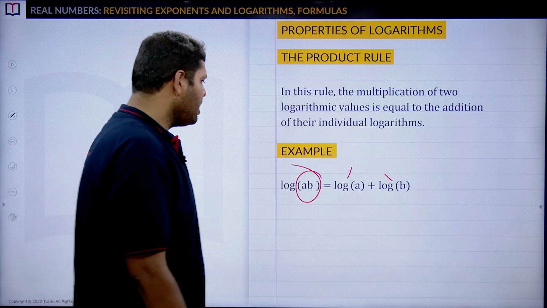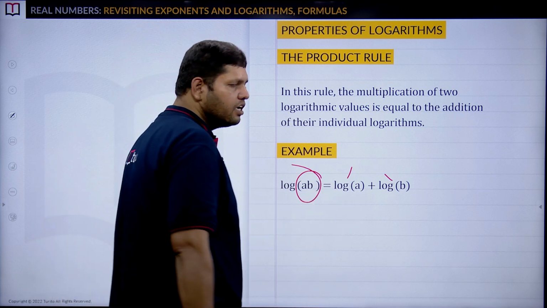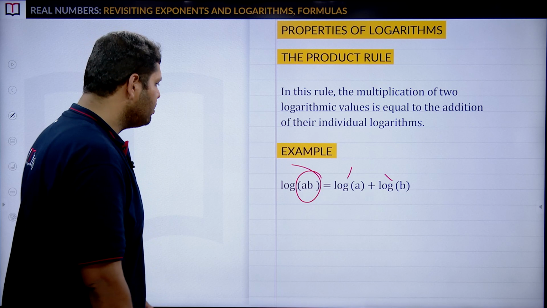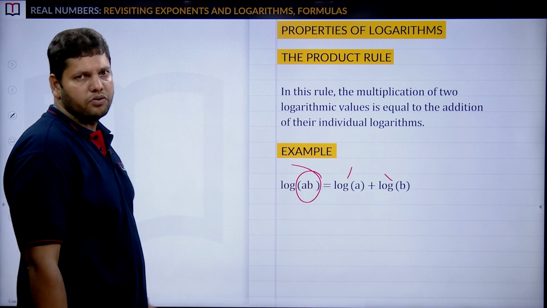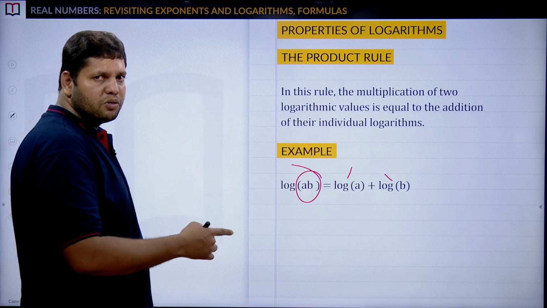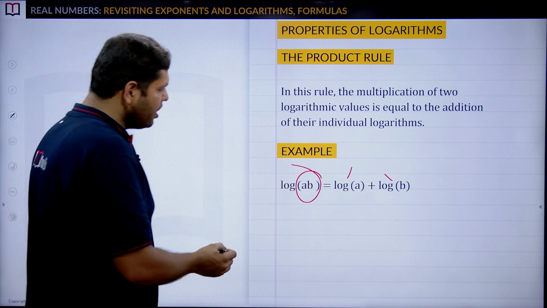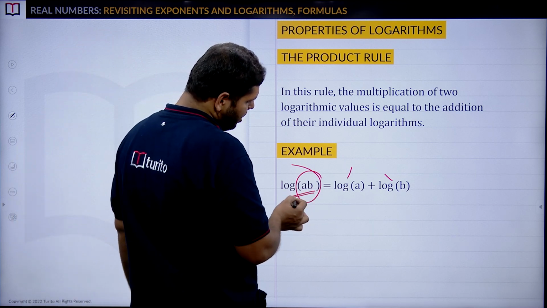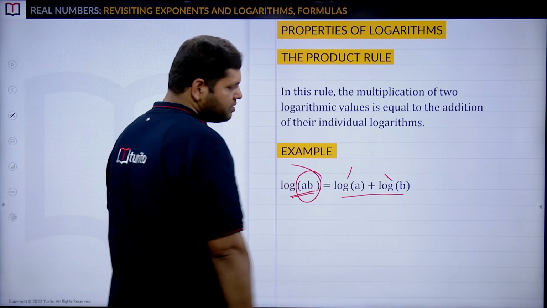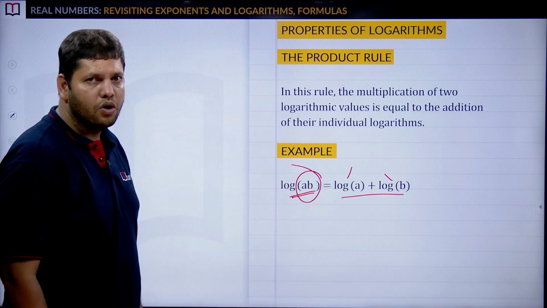So log a into b we can write as log a plus log b. Okay, that is the first one. We can say it is a product rule. Here multiplication means here addition. So log of A into B we can write as log A plus log B. Okay.